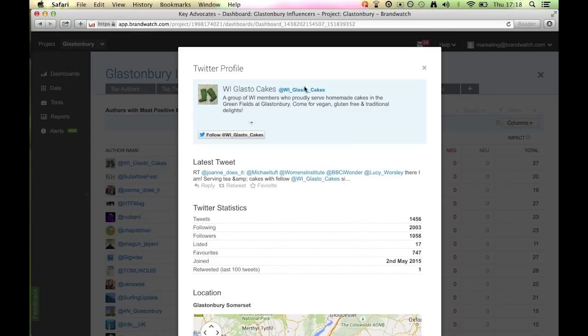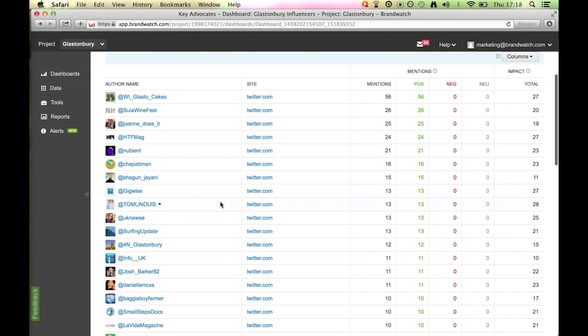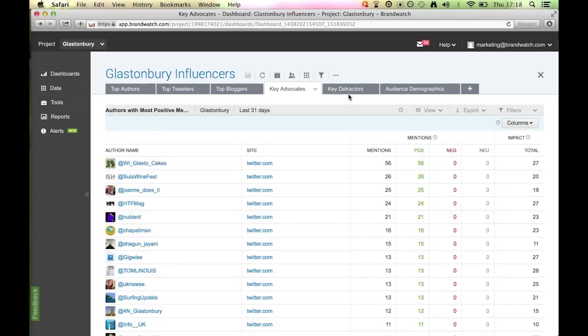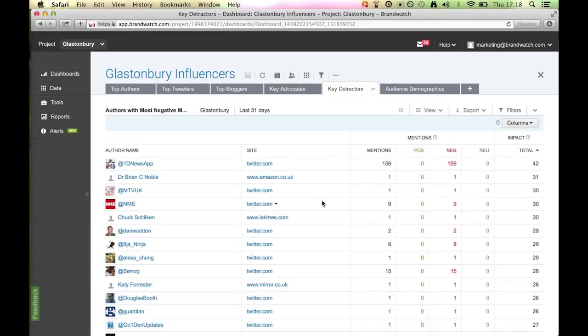If we have a look at the top one, this is a really nice example of the kind of influencer that you might not have discovered if you were looking at follower numbers. So this WI Glasto Cakes only has 1,000 followers. However, they've had a really big impact around this particular brand. They talk about Glastonbury a lot. And these sorts of smaller influencers, everyday influencers, are great to compile into large lists, take those through in the workflow to your community managers and take them through to your campaign managers and say, these are the kinds of people we can actually reach out to right now, straight away.